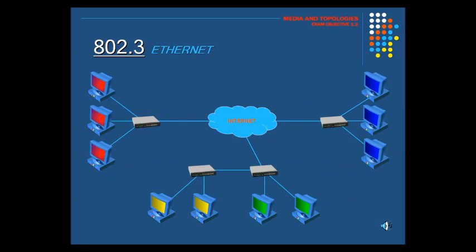802.3 is Ethernet. Now, Ethernet is by far the most common technology that is used today. In fact, Ethernet is the technology that is used on the Internet. Ethernet uses an access method called CSMA/CD, which stands for Carrier Sense Multiple Access with Collision Detection. We'll go into more detail about this later on. The speed of Ethernet ranges from 10 megabits to 10,000 megabits. It uses both copper wire and fiber optic media. Most commonly, Ethernet uses the star topology.